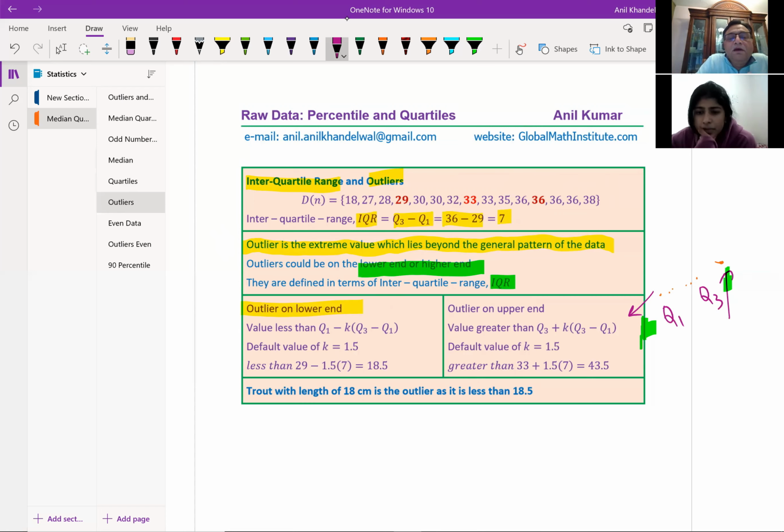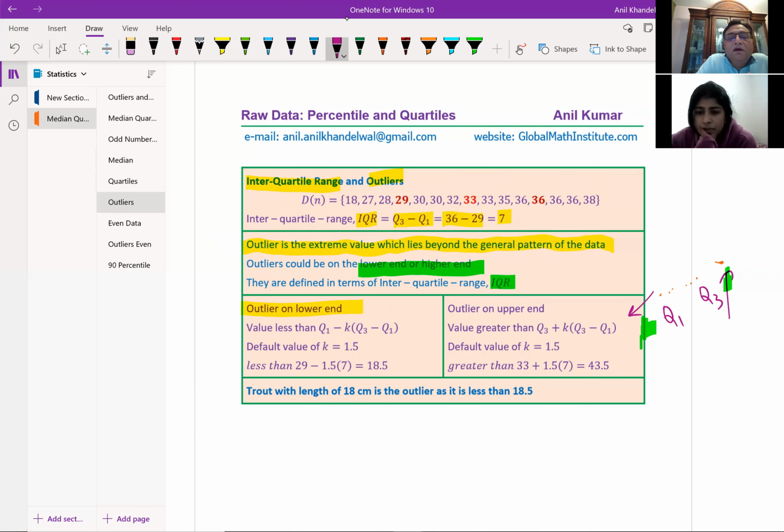The following data shows the length of 16 salmon rounded to the nearest centimeters: 61, 62, 63, 63, 64, 64, 65, 65, 66, 67, 67, 68, 68, 69, 70, 75. They are put in order.